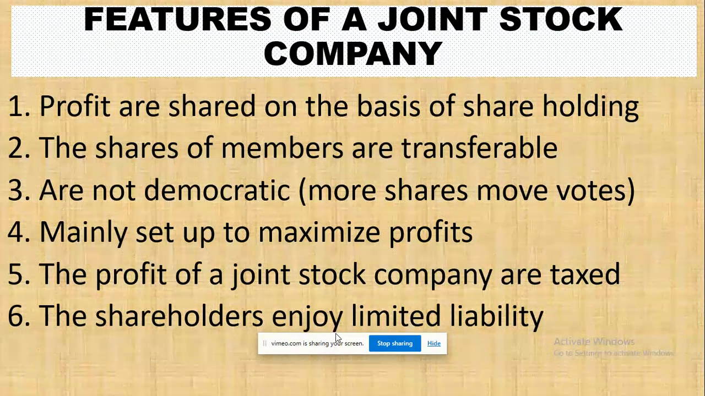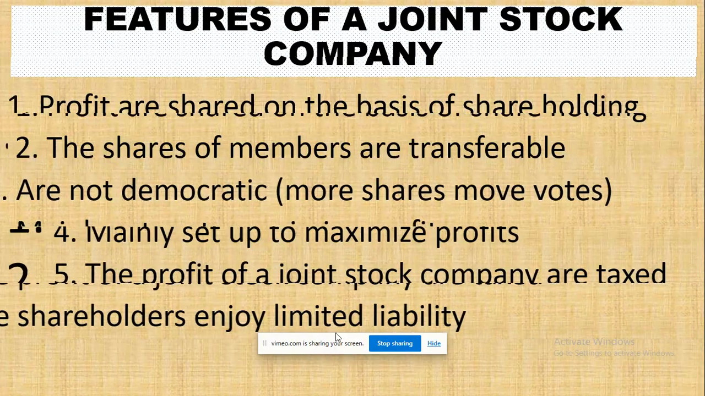Mainly set up to maximize profits. This type of business organization is mainly set up to maximize what? Profits. The profits of the joint stock companies are taxed. Yes, they are taxed by government. The shareholders enjoy limited liability. They enjoy limited what? Liability. These are the features or characteristics of a joint stock company.